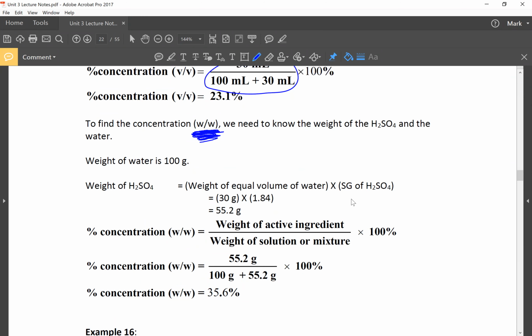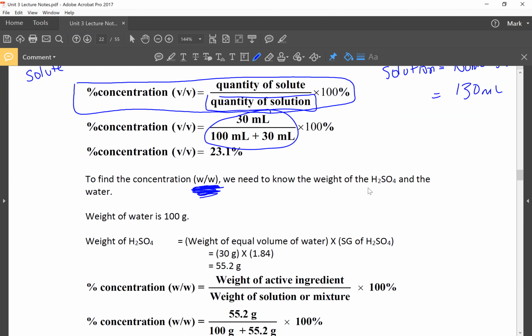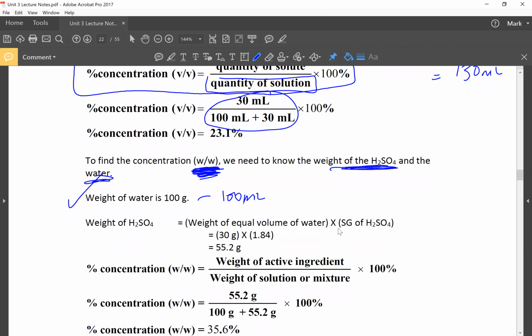So what if I want to find the concentration in the weight ratio? Well, if I'm going to do this, I'm going to need to know the weight of the H2SO4 and the weight of the water. The weight of the water is very easy. 100 milliliters of water is equal to 100 grams. That's easy. But in order to find the weight of H2SO4, which is your sulfuric acid, I'm going to need the specific gravity of that.